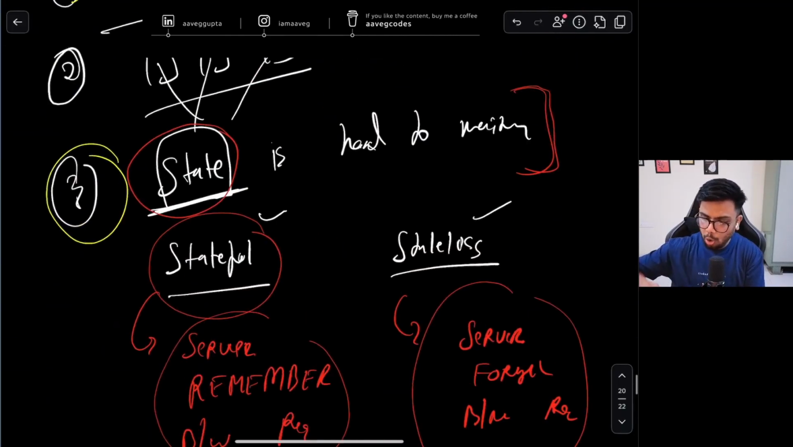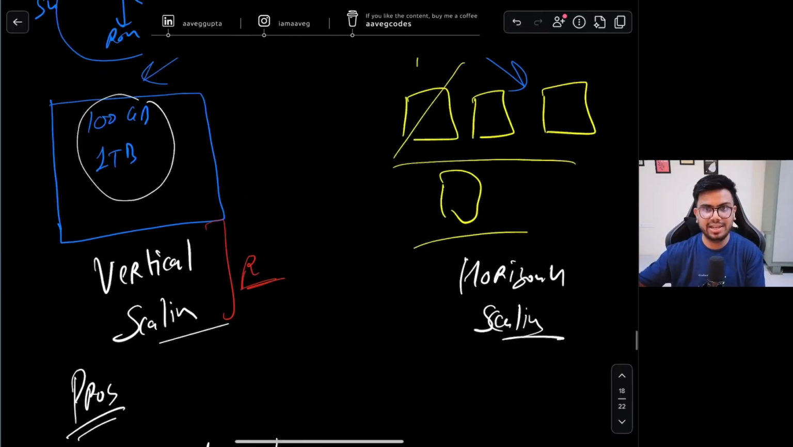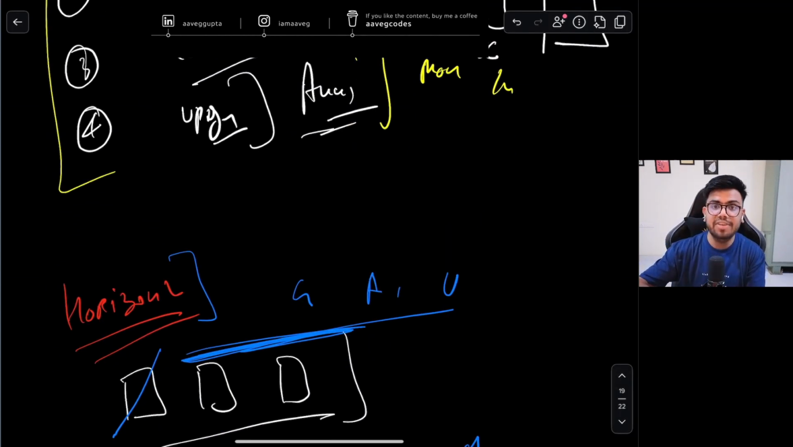So this is the whole crux of this lecture. We discussed what exactly is vertical scaling, what exactly is horizontal scaling, when to do which, what the pros and cons are, and what exactly stateful and stateless are. And stateful and stateless is a very important concept in this whole scalability topic.